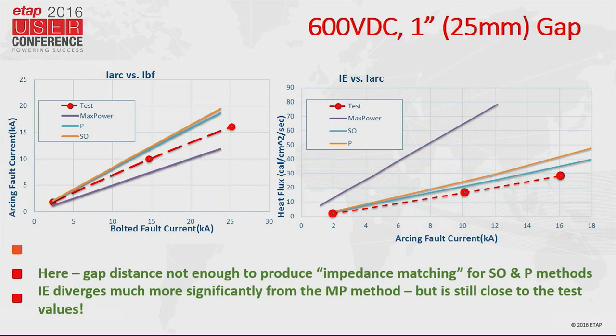The bigger change is when we look at the incident energy level over there on the right. Max power in purple, very much overestimating the amount of energy delivered to the worker in that situation. Stokes and Oppenlander and Paukert pretty close to one another and very slightly above our test values. Now, if you were designing a model, that's one of the things you'd want to see. That's not bad. Let's look at one more.